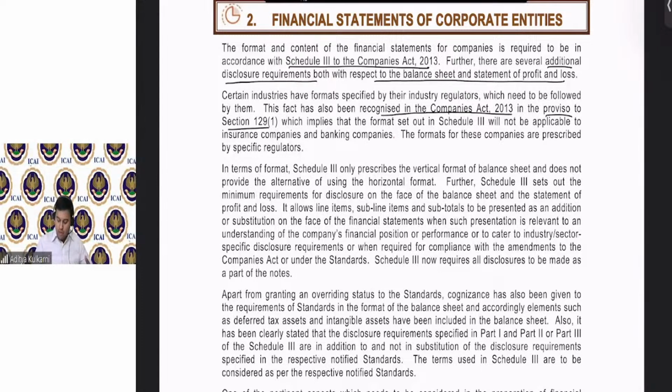Coming to the Schedule 3 format, it is a vertical format of balance sheet, and there is no alternative of using the horizontal format, something which all of us know on a day-to-day basis.